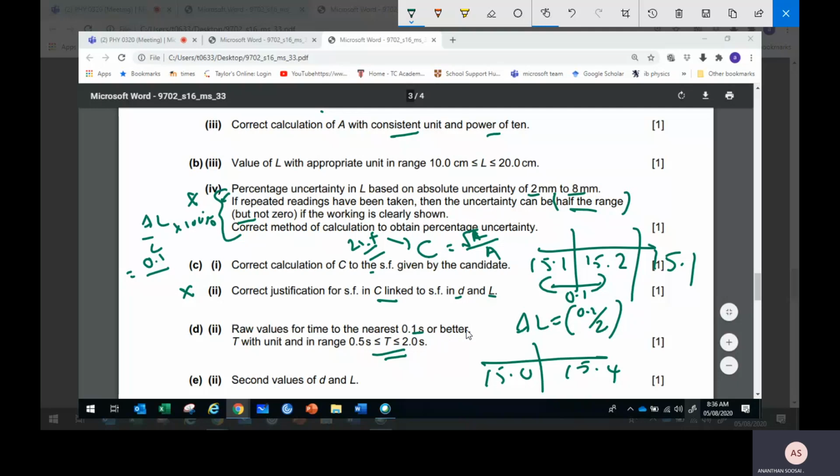Because your stopwatch can be 0.01 also. Yeah, accepted. 0.01 or 0.1.